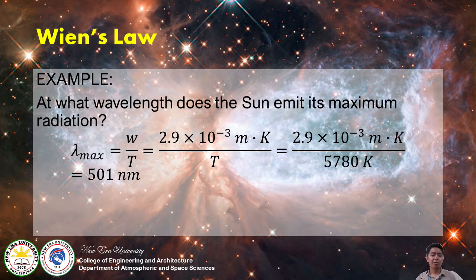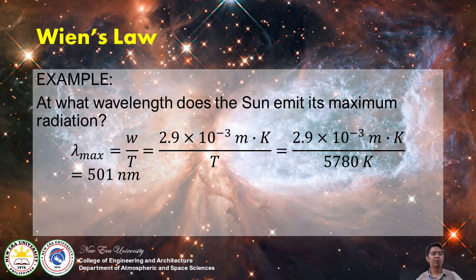Okay, so that's all we need to determine the maximum wavelength where the maximum radiation is emitted. In that case, it is 501 nanometers. Okay, so that is in the visible spectrum, because the visible spectrum goes from 400 nanometers to 700 nanometers.